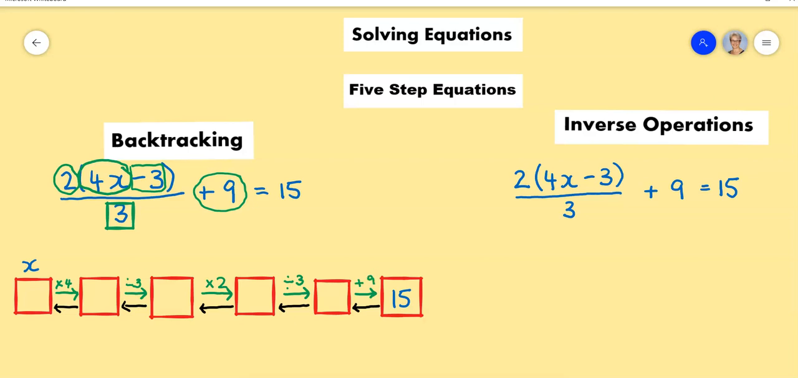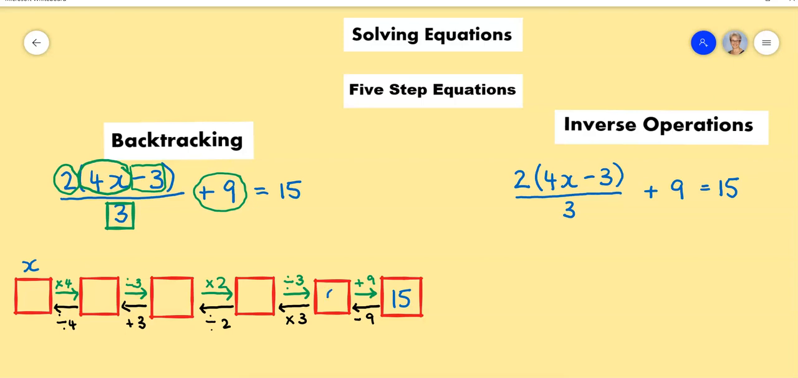So now we need to backtrack by using inverse operations and doing them in the opposite order. So the first thing that we're going to do here is we're going to subtract 9, then we're going to multiply by 3, then divide by 2, then add 3, then divide by 4. Now, let's go through with those operations and solve for our unknown variable x.